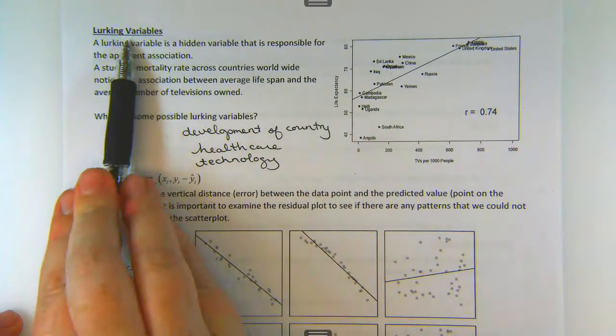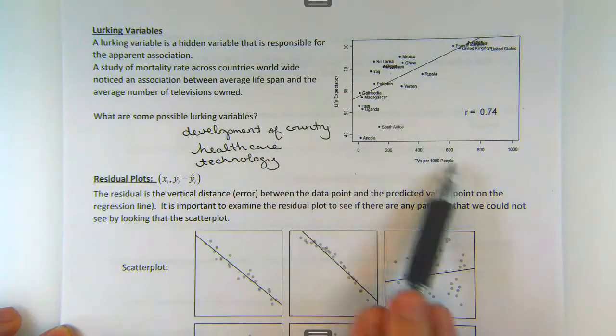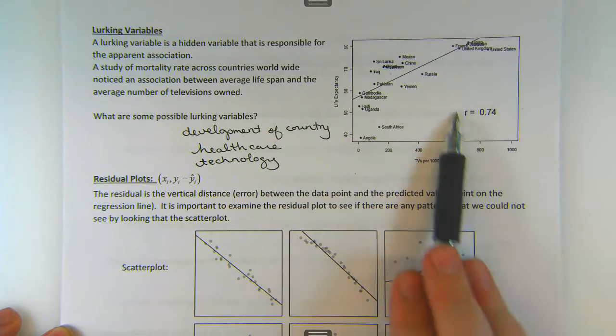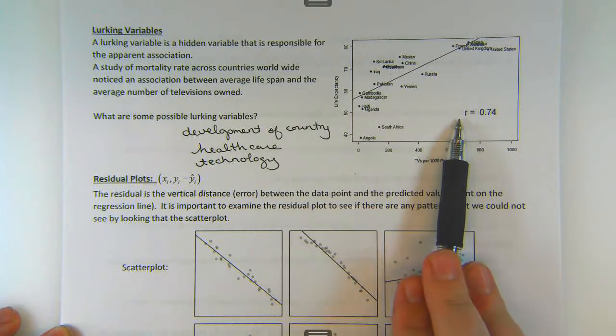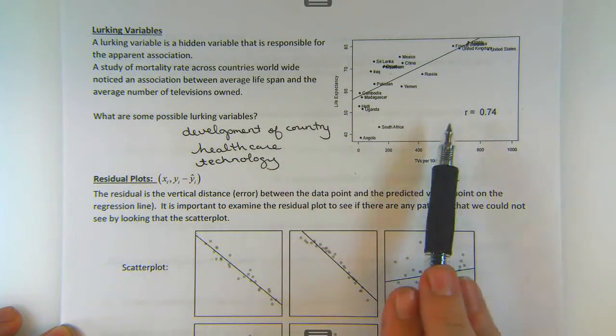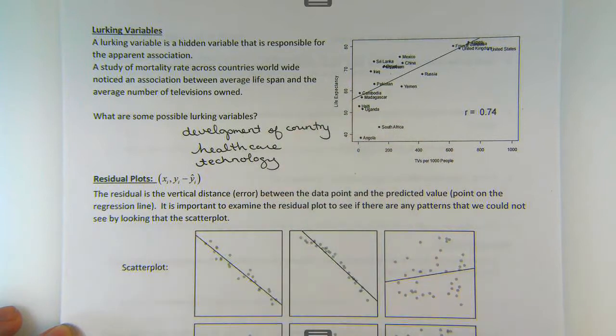So we want to be careful of these lurking variables that are actually creating this stronger, in this case moderate strength, relationship, and not just directly relating the two variables. So be careful of those.